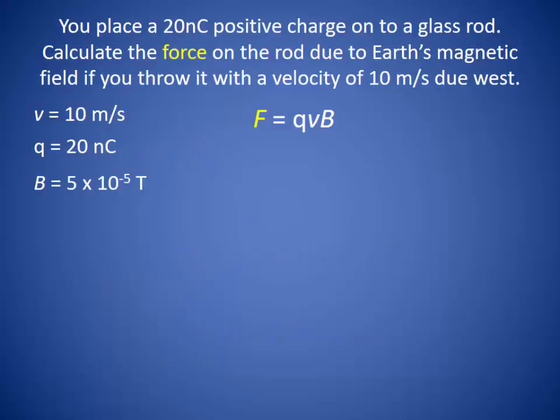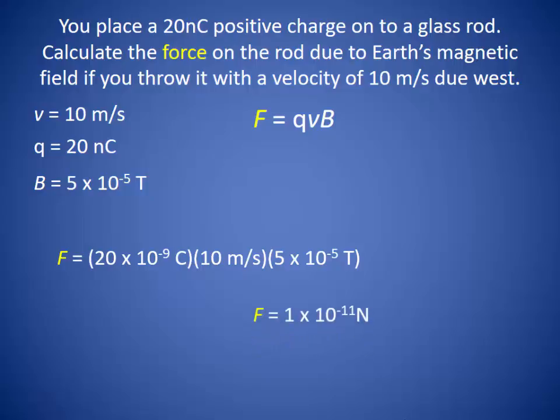Suppose you place a 20 nanocoulomb positive charge onto a glass rod. Calculate the force on the rod due to the Earth's magnetic field if you throw it with a velocity of 10 meters per second due west. Really, we are looking at how much force the Earth exerts on a charge, and we are given all the information we need to find that force. Since the magnetic field is acting perpendicular to the velocity, we don't need to worry about any angles because the sine of 90 degrees is 1. So plugging those in, we find a force along the lines of 10 to the negative 11th newtons.